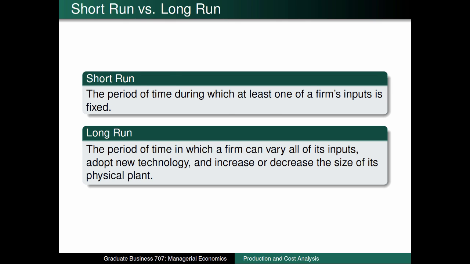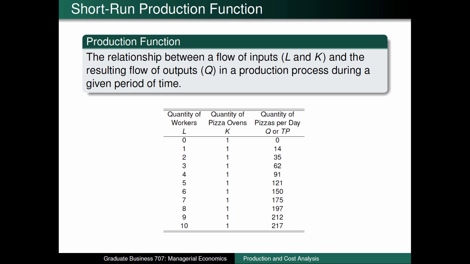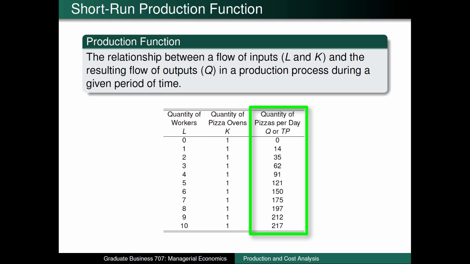We use the production function to analyze a firm's ability to use labor and capital to produce its product. It's called the production function because one can write out a mathematical equation to define the relationship between the two inputs, which are labor and capital, and the output, which is the product being produced. Here, I've used an example based on a pizza restaurant to show the relationship between the number of workers, L, the number of pizza ovens, K, and the resulting number of pizzas produced in a day, Q.